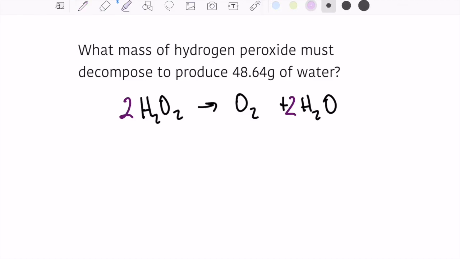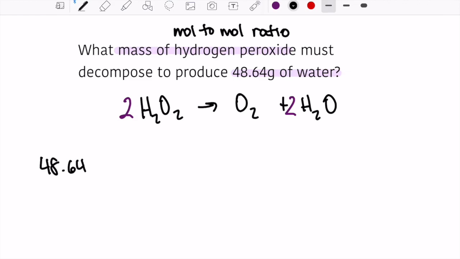Okay, so we're given the mass of water, and we're asked what mass of hydrogen peroxide. So we need to calculate the mass of H2O2, and we're given grams of water. This already tells us we're going from water to H2O2, and that means we need a mole ratio because we're changing compounds. So let's write out what we have. We have 48.64 grams of H2O.